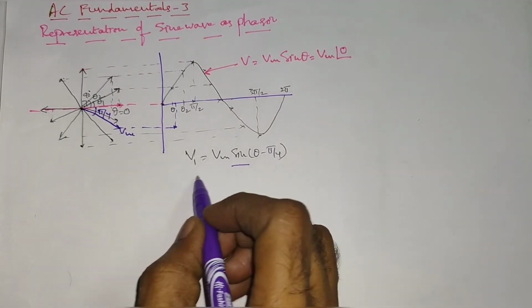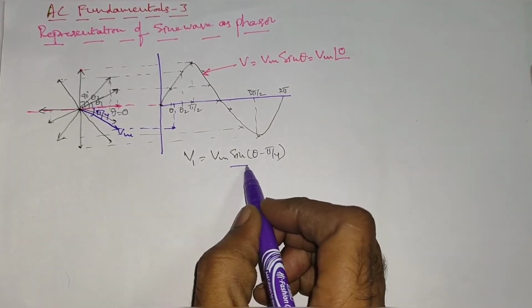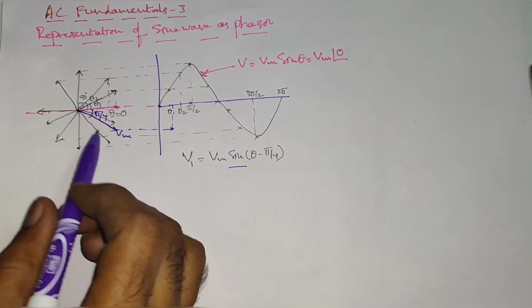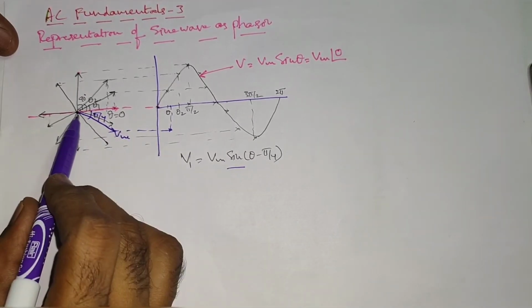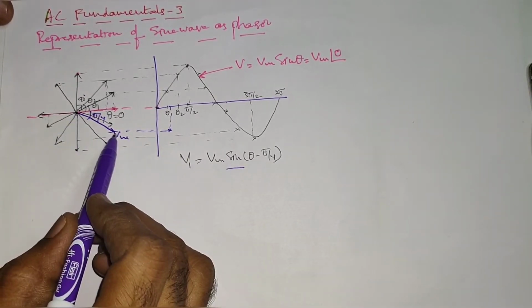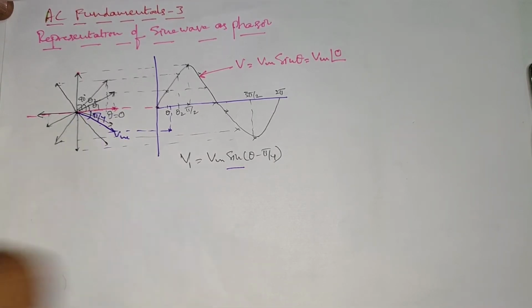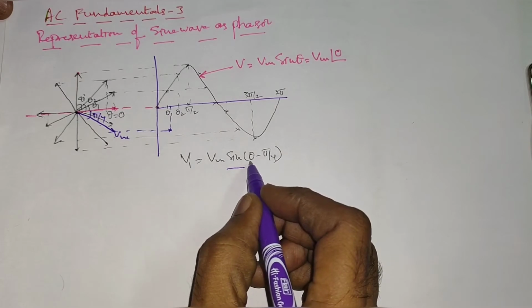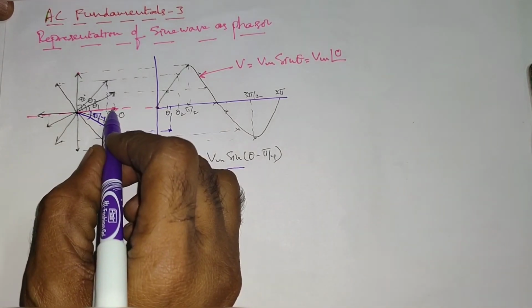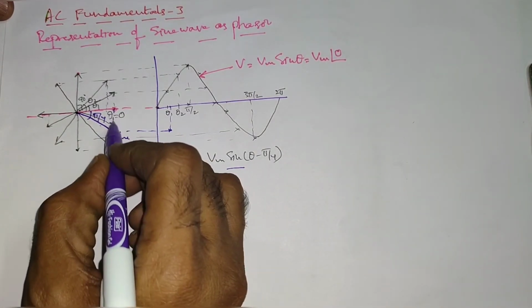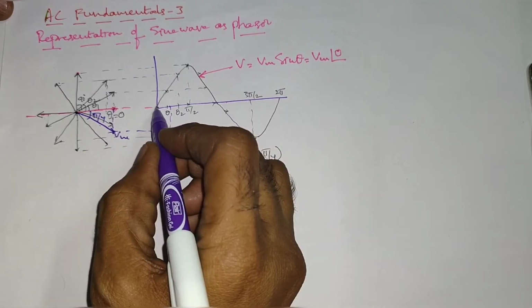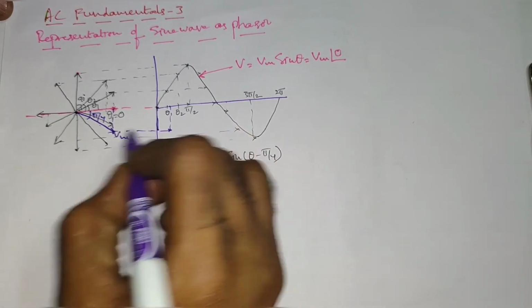Okay, now let me represent this equation. V1 = Vm sin(theta - pi/4). I am drawing the Vm which is going to lag behind the reference by an angle of pi by 4. When theta is equal to 0, it is going to have the y component of this much. So theta is equal to 0. This will be the magnitude.